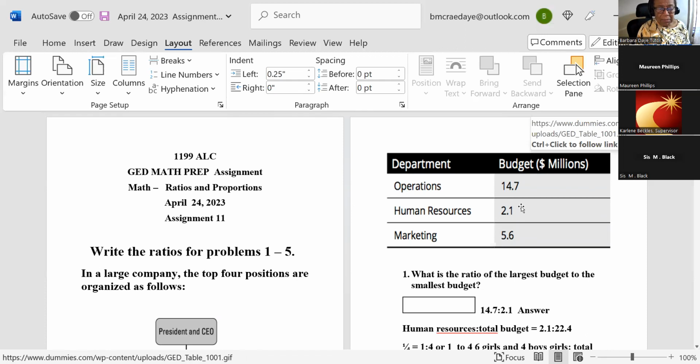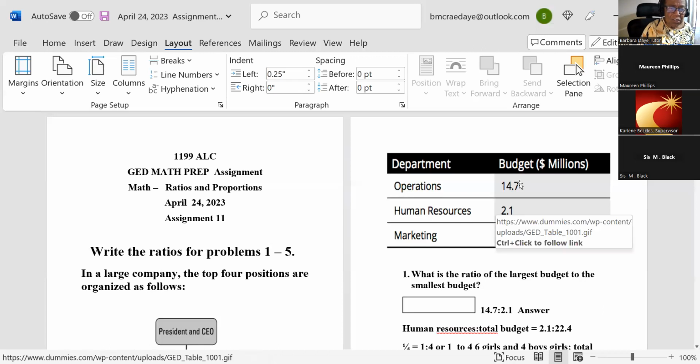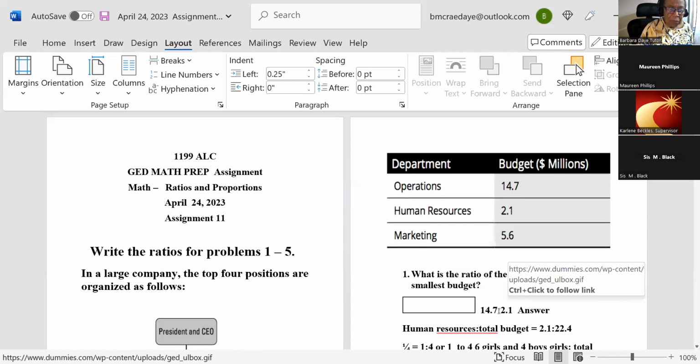I picked out the largest and then the smallest, and then I subtracted the ratio, added them together, and divided by two. No, you made it more difficult than it was. It was just: pick the largest budget from the table and the smallest, and put it as a ratio. You could have stopped there. You could have put it as a fraction.